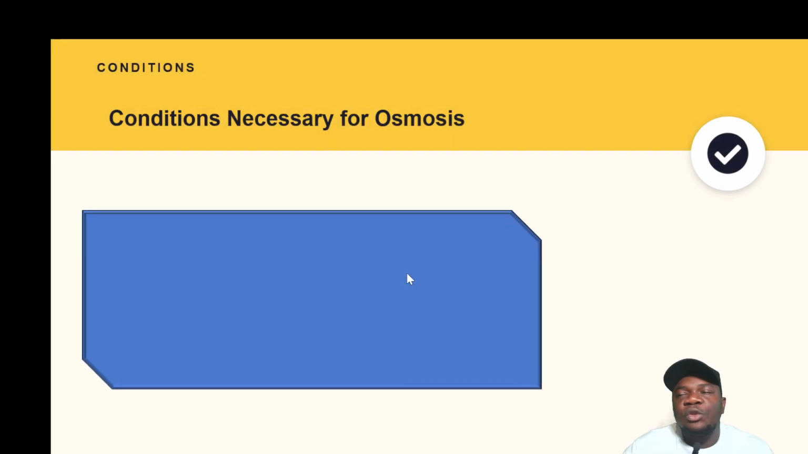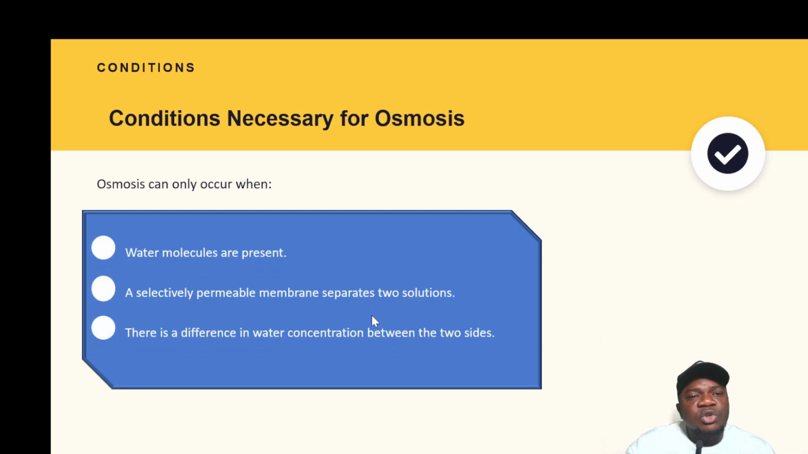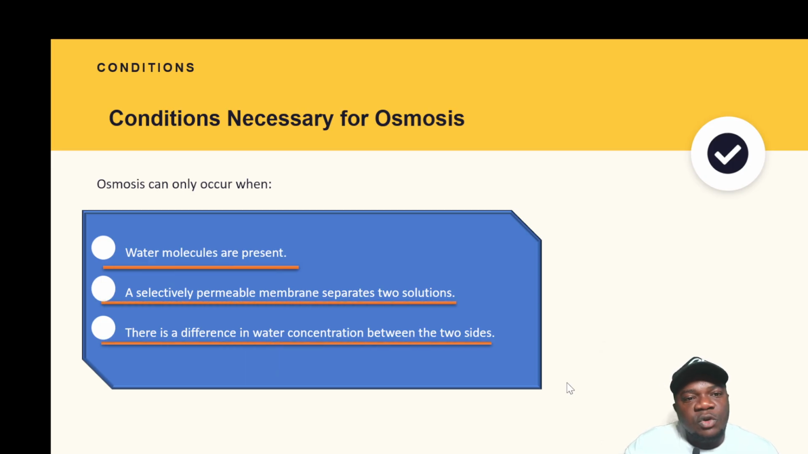Okay, so, conditions necessary for osmosis. What are the conditions that make osmosis occur? Osmosis can occur when water molecules are present. Water molecules have to be present for osmosis to occur, and a selectively permeable membrane separates two solutions. There's also a difference in water concentration between the two sites. It's very important for all of these to be present before osmosis can occur.